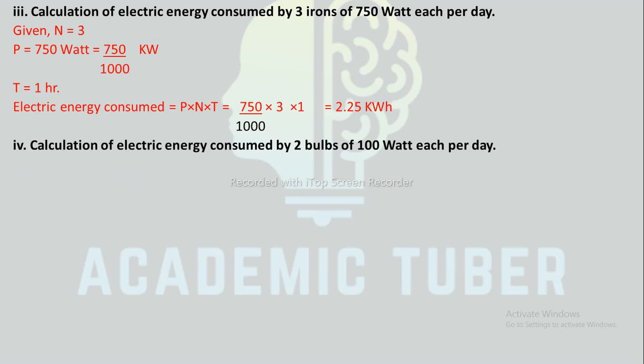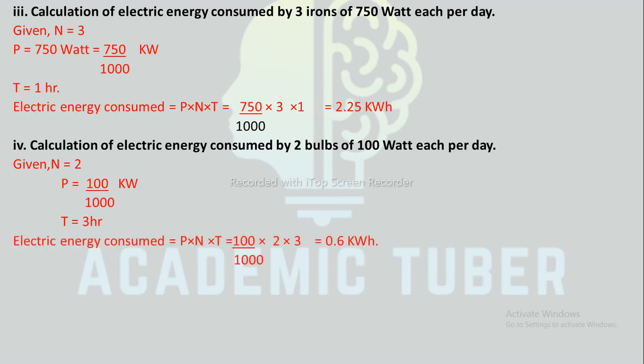And finally, calculation of electrical energy consumed by 2 bulbs of 100 watt each per day. The total number of bulbs is given as 2, that means N equals 2, and power is given as 100 watt. Again we convert watt into kilowatt by dividing 100 by 1000, and time is given as 3 hours. Using the formula N into P into T, we calculate the electrical energy consumed by 2 bulbs, that is 0.6 kilowatt hour.